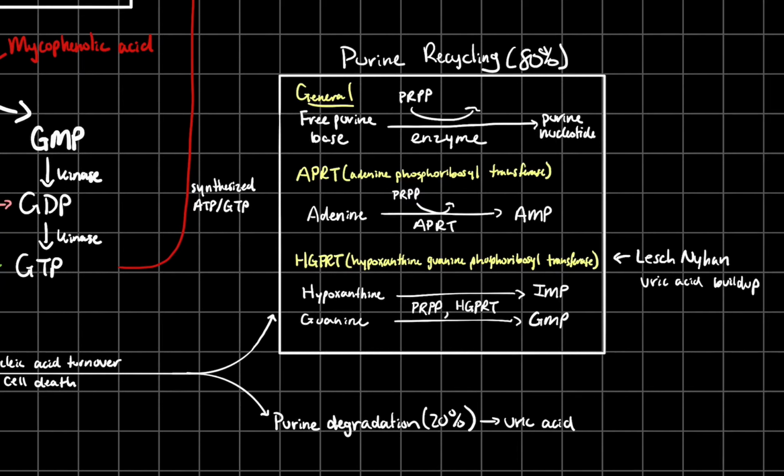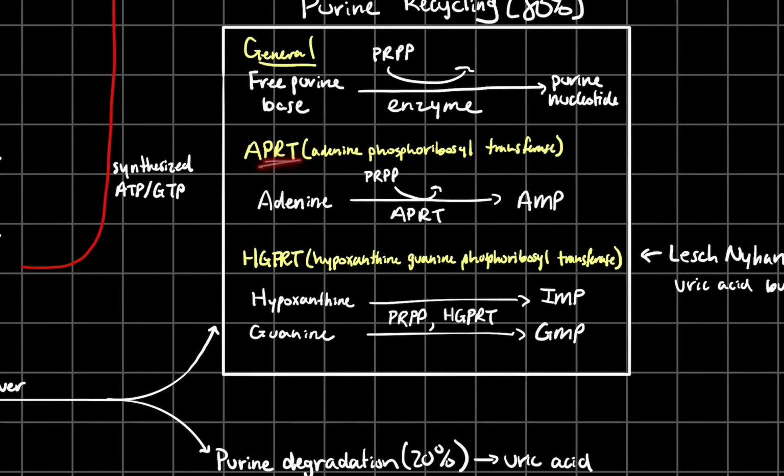So most of those purines that we've made, we're going to go through purine recycling, and then some of them we're going to degrade. So roughly 20% we degrade into uric acid. It's going to go through a series of pathways and eventually lead to uric acid. For purine recycling, there's going to be two different enzymes that mediate this process. And the general pathway is just going to take the free purine base and it's going to go through a reaction to make a purine nucleotide.